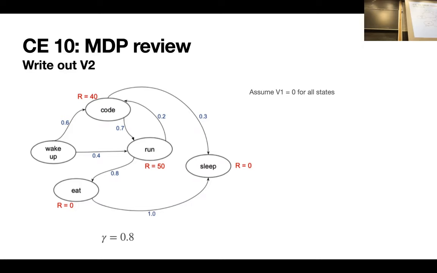Okay, so the value is given for a specific state. We'll do it right now for the wake up state, so the value for wake up is equal to what? What was the formula for the value? Yes, actually we take a maximum over the actions, max over A.